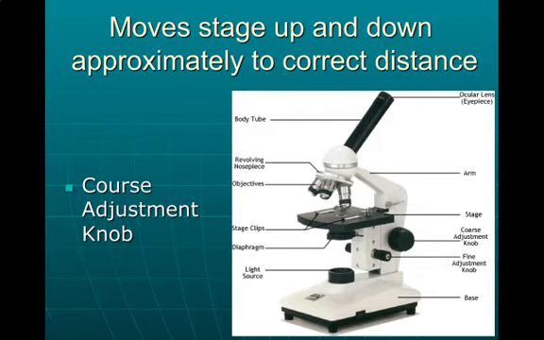It's really important that you see that this says move the stage up and down approximately. This is a larger, quicker movement, approximating where the distance needs to be. In this diagram, it is a separate knob. I will say on our microscopes, these two knobs are together, but it is the larger knob.